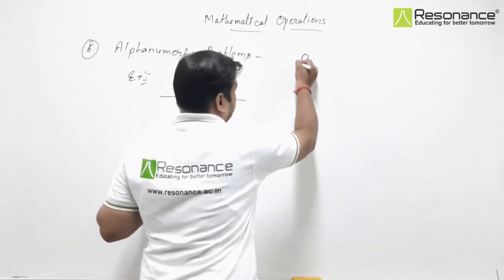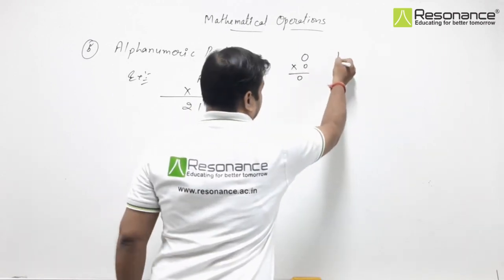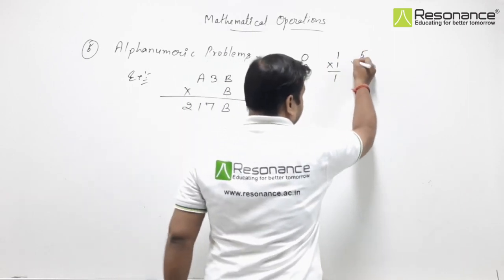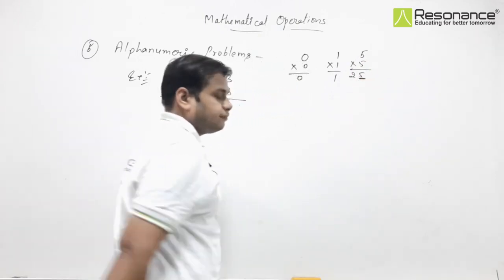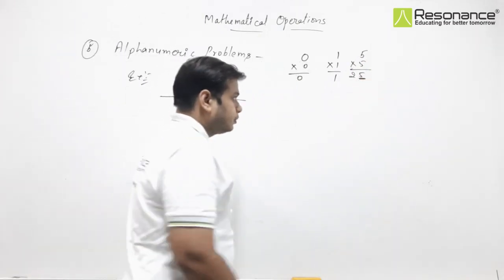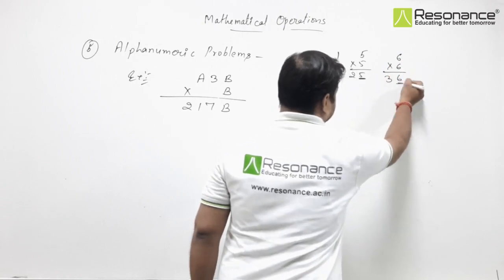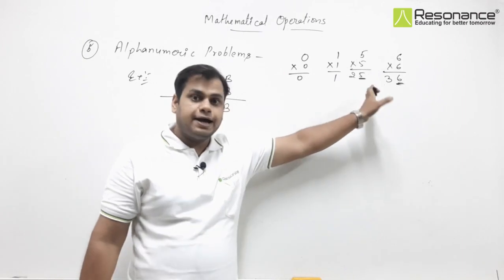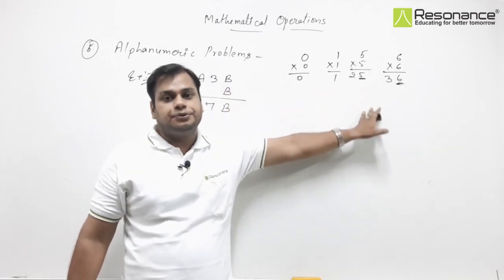We can see 0 multiplied by 0 will give us 0, 1 multiplied by 1 will give us 1, 5 multiplied by 5 will give us 25, where the unit digit is again 5, and 6 multiplied by 6 is 36, where the unit digit is again 6. So these are the 4 digits we have, which when multiplied by the same digit will give us the same digit at the unit place.